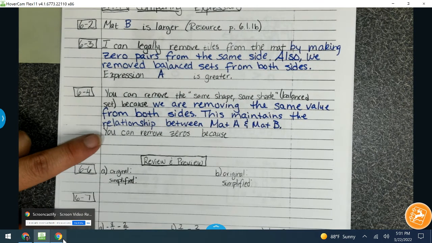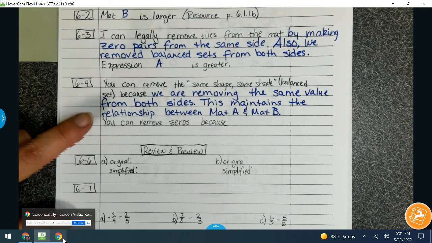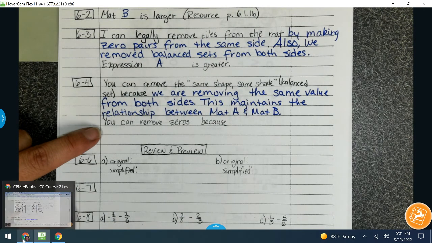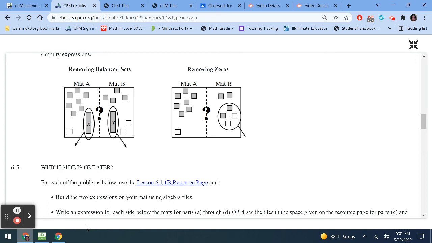So for the other one, it says our other legal move, you can remove zeros. So why is it that we can remove zeros right here? Why is that legal? We're removing a zero. It's not that a zero has no value. It's that it has a value of 0. And so it doesn't change anything.